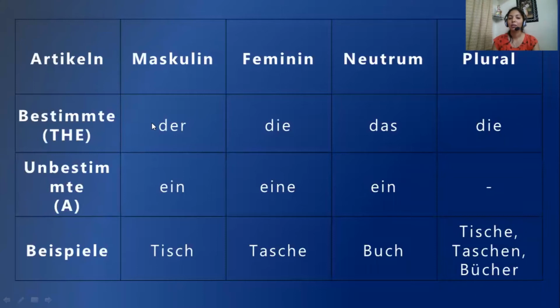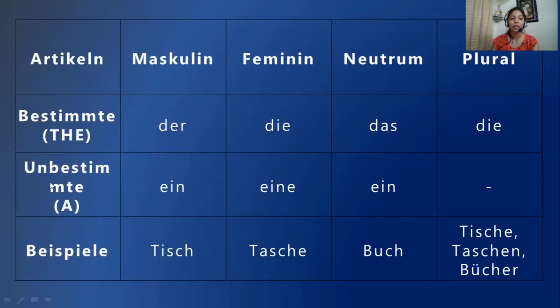If my noun is masculine, my bestimmte Artikel is der. For feminine, it is die. For neutrum, it is das. And for all masculine, feminine, and neutrum plurals, the article is always die. You don't have to remember the article for all the plural nouns. It's always and always die.